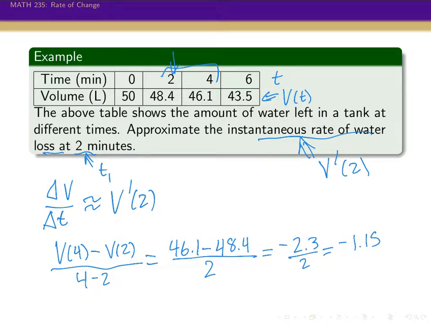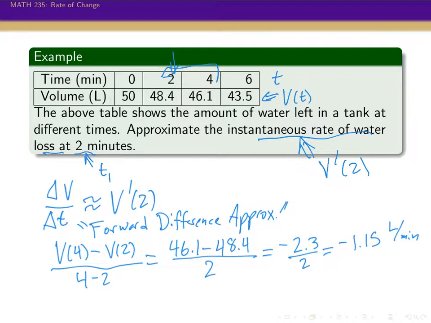And what are the units here? Well, the volume is in liters, the denominator is in minutes. So this is in liters per minute. Okay, and so this is using the time going forward after 2. And so the fancy name for this is called a forward difference approximation. The forward is coming from the fact that we're starting at the time we want and looking at what happens going forward from there. Okay. And so this gives us one approximation.